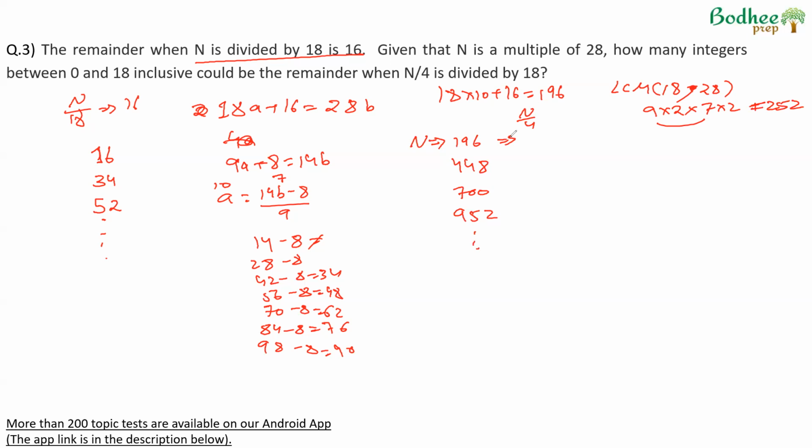196 divided by 4 will be 49. 448 divided by 4 will be 112. 252 divided by 4 is 63. So if we add 63 to 49, we get 112. Next we'll have 175. Next we'll have 63 again, 238 and so on.